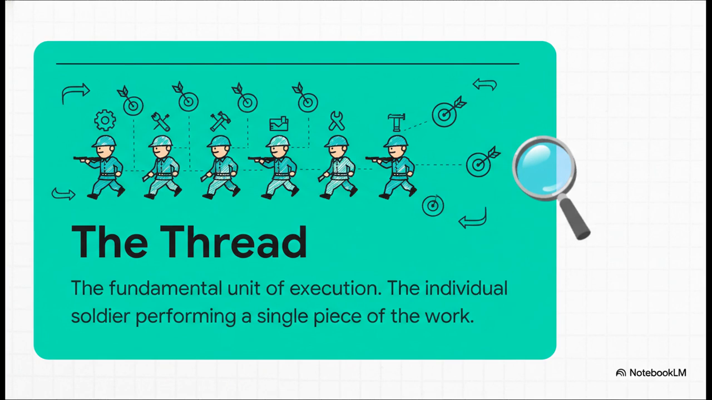And finally, we get down to the individual soldier, the thread. This is the smallest, most fundamental unit of work. It's designed to do one simple thing. And the whole point here is that every single thread in your giant army needs a totally unique assignment, so it doesn't end up doing the exact same work as the guy next to him.